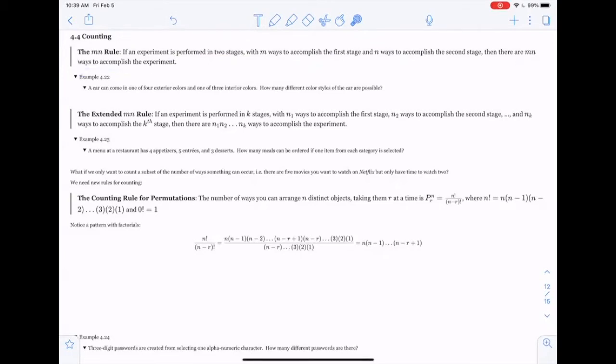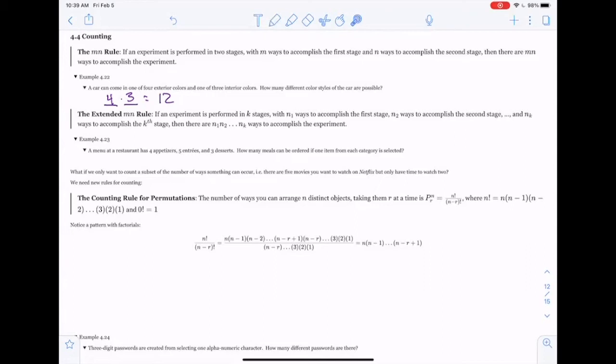So for an example, if a car can come in one of four exterior colors and one of three interior colors, how many different color styles are possible for the car? We can break them down into two stages. When I do this, I like to write little blanks for the stages to help me count how many things there are. If the exterior color can come in one of four colors and the interior color in one of three colors, I multiply them together and get a total of 12 different color styles for this car.